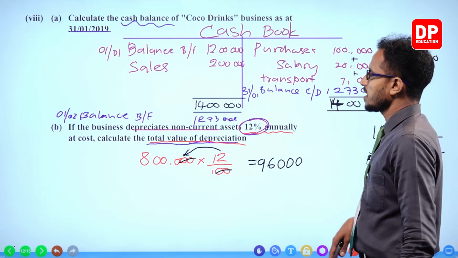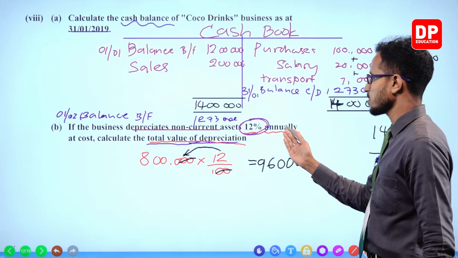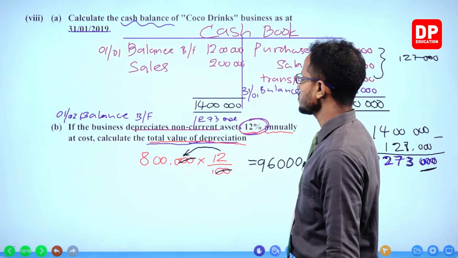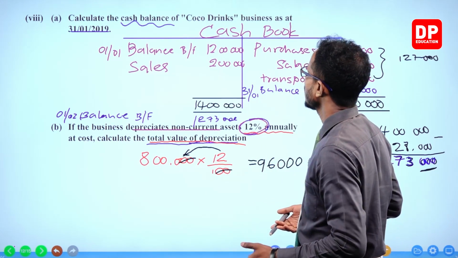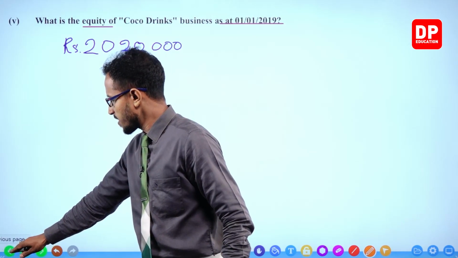96,000. If the business depreciates non-current assets 12% annually at cost, calculate the total value of depreciation. Is it for the month? Is it for the annum? Is it for the year? Guys, you have to figure these things. Figure it out.